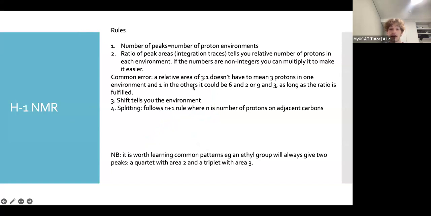Yeah, so I just explained the integration values usually, like almost every time, are just given as numbers above the spikes. But just in case they don't, that's just a bit of background to it.